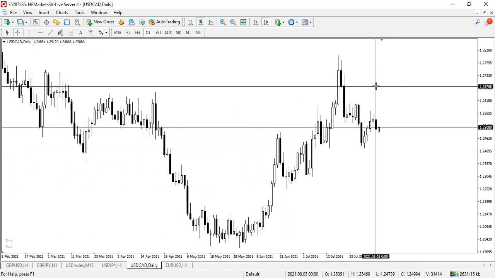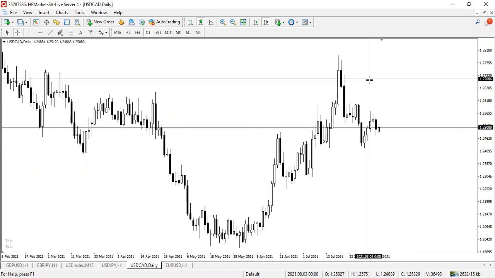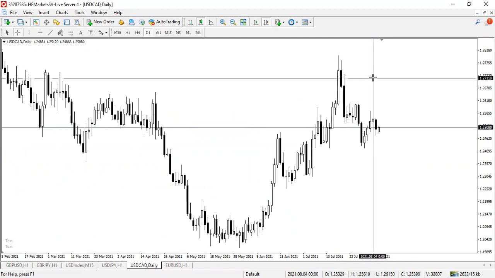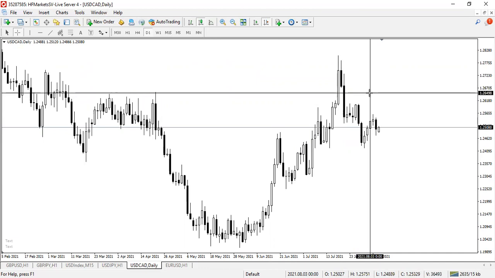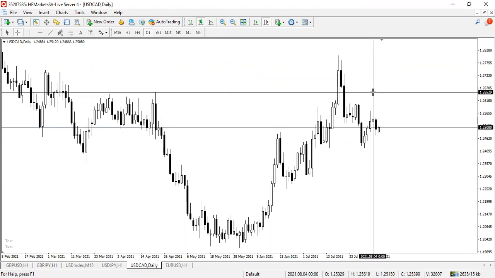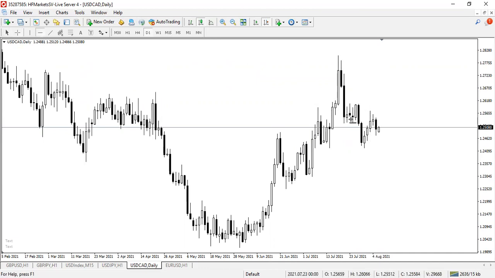By saying the previous day, I'm talking about the day before yesterday. What happened on the day before yesterday that we could use to our advantage yesterday? See this doji candle which had a strong move up. Now let me mark this zone here.